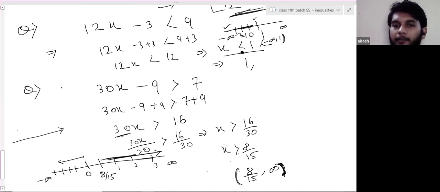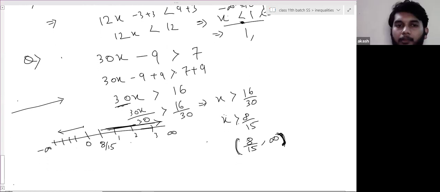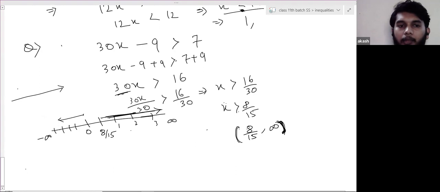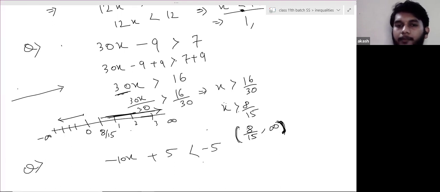Hiram, this is clear? Yes. All right. No worries. We'll all learn together. No need to hurry. Let's try another question. Minus 10x plus 5 is less than minus 5. Try to solve this one.